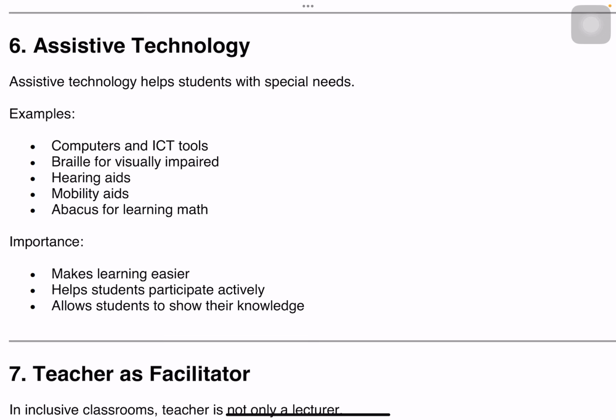Assistive technology. Assistive technology helps students with special needs. Examples: computers and ICT tools, braille for visually impaired, hearing aids, mobility aids, abacus for learning math. Importance: it makes learning easier, helps students participate actively, and allows students to show their knowledge.